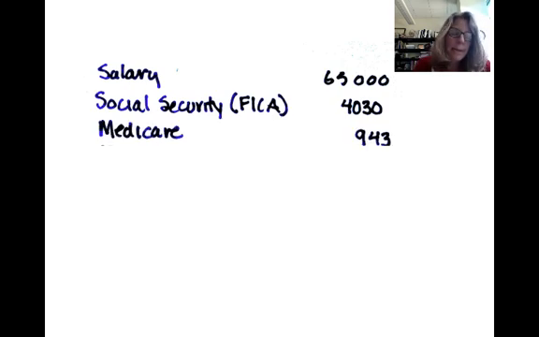Medicare is the next tax, and it's 1.45%. So again, we just multiply 65,000 times 1.45%, and we get 943. The next one is FUTA. So these are the three federal taxes. Federal unemployment, if you remember, is 0.6%, but it's only on the first $7,000. So 0.006 times 7,000 is 42. Those are the federal taxes.